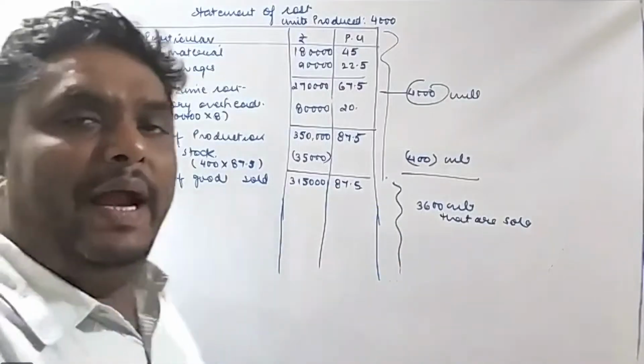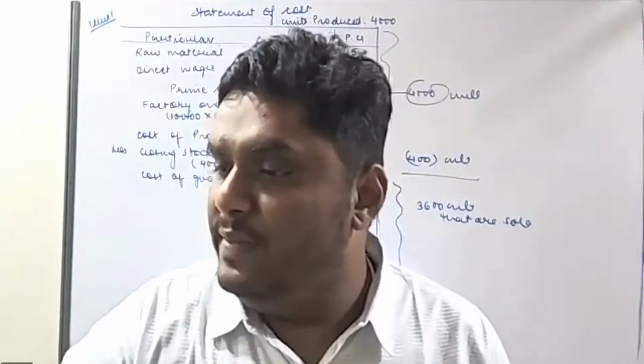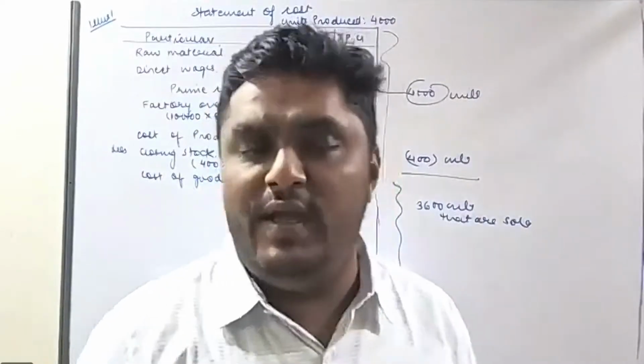Now in this, we will be adding all the general administration, selling and distribution overhead. So see, the administrative overheads are given, that is 35,000.